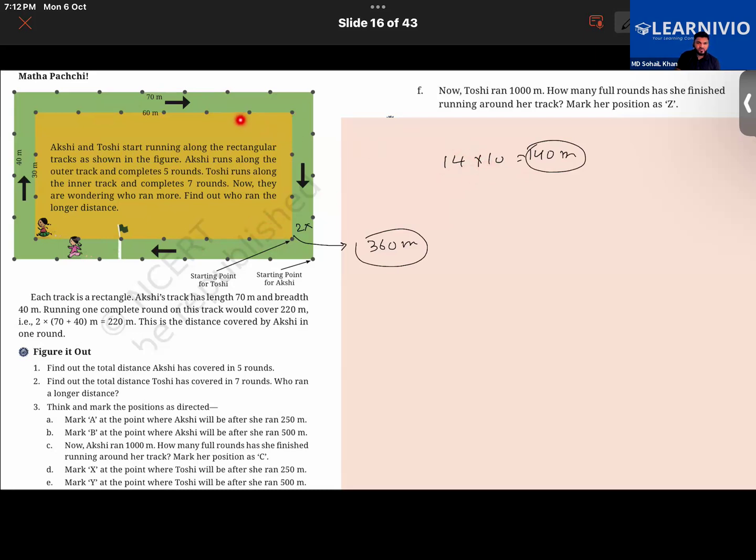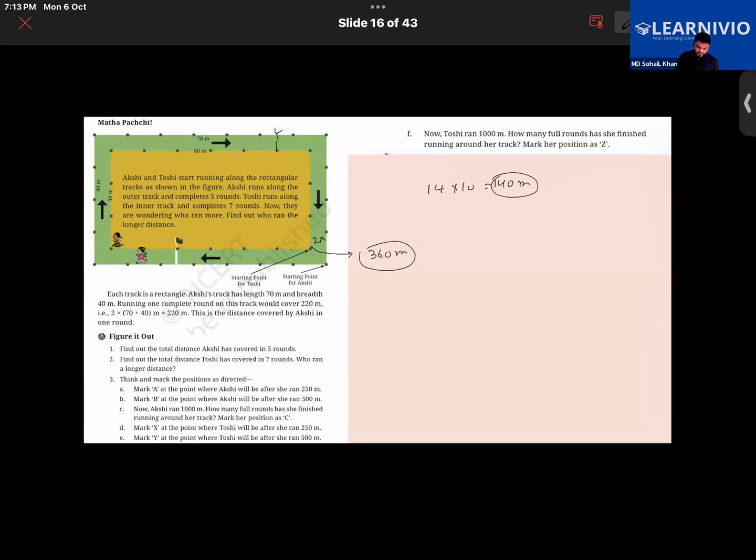So this is where she is going to be. 6 plus 3, 9, and over here she is going to be. So that is going to be Y. I hope it is clear. Yeah, I'm clear. Good.